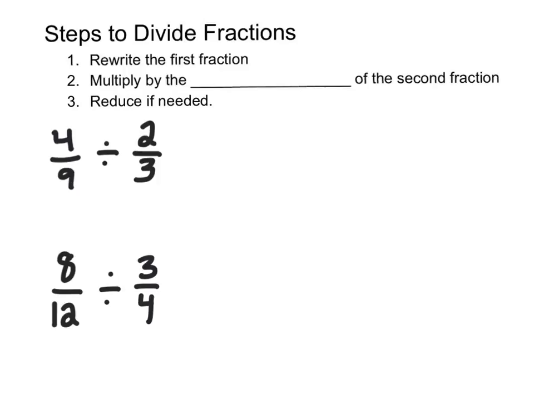So my steps here are to rewrite the first fraction. Whatever the first fraction is, I rewrite that. Then I'm going to multiply by the reciprocal of the second fraction and then reduce if needed. So that's where it turns into a multiplication problem.